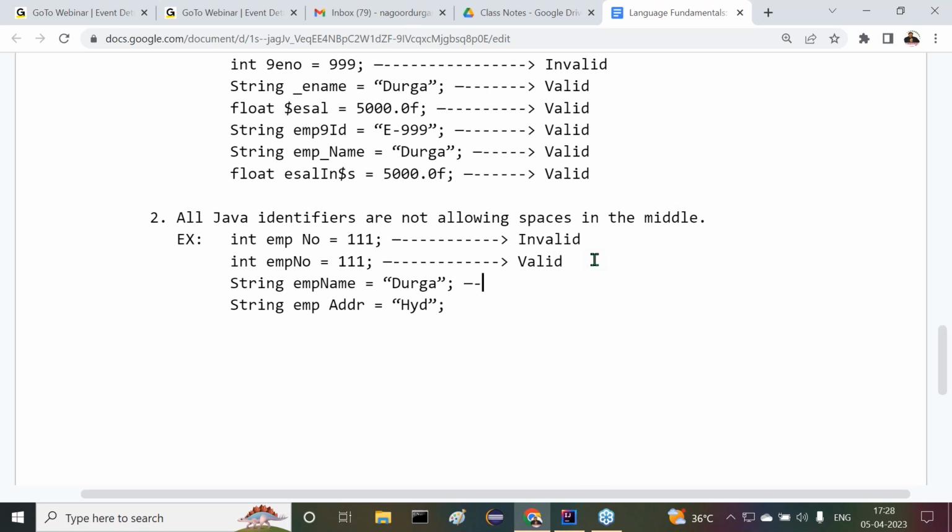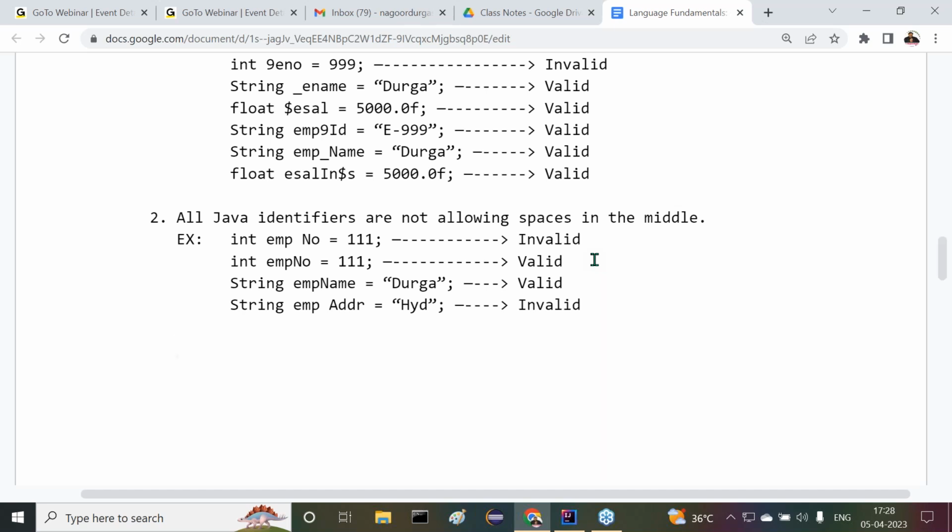Now tell me, what about the next one? String empName is equal to Durga. Valid or invalid? Valid. What about the next one here? Invalid. Why is it invalid? Here we provided a space. Between the multiple words in a single identifier, we must not allow spaces in the middle of the identifier. Are all of you following or not? All right.